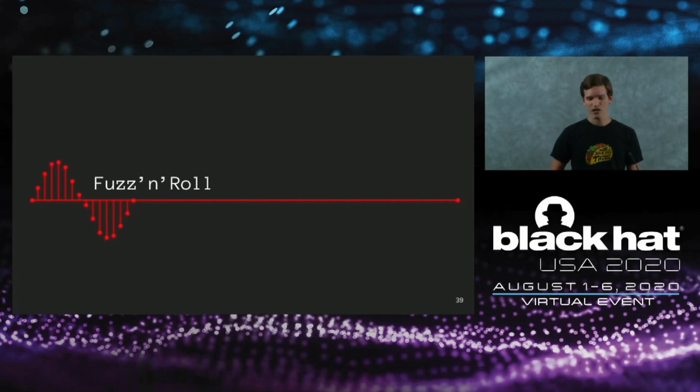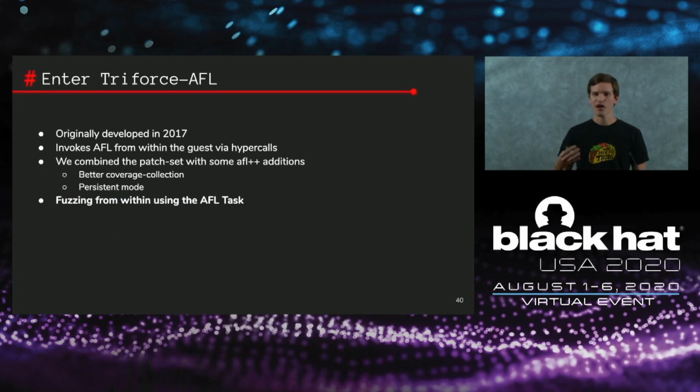So at this point, we had started to get tasks running and we were like, okay, let's start doing fuzzing. So we started to port Triforce AFL to our system. Triforce AFL is a patch set on top of AFL. It was originally developed in 2017. And what it does differently is it allows you to do system level fuzzing.